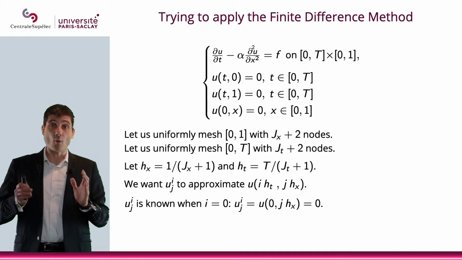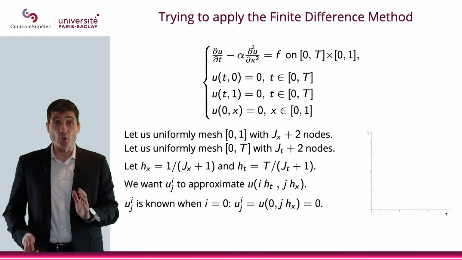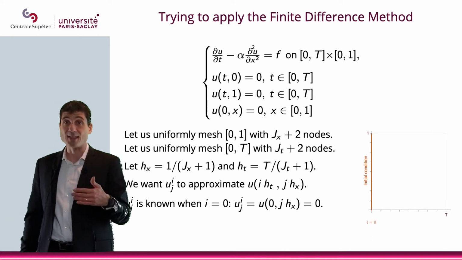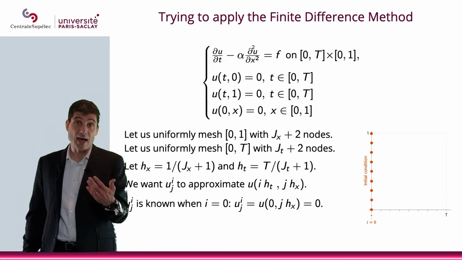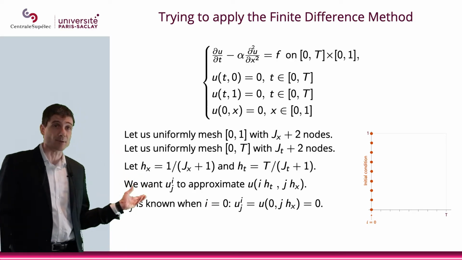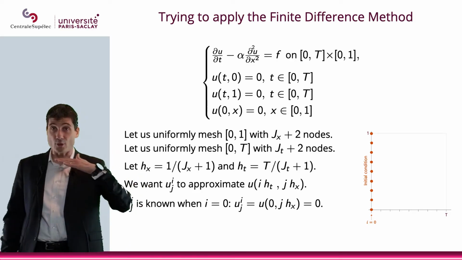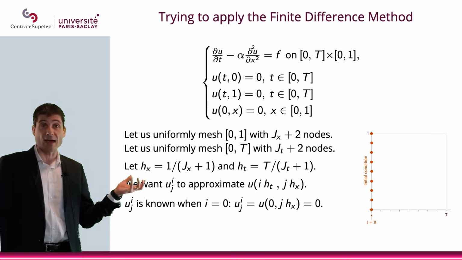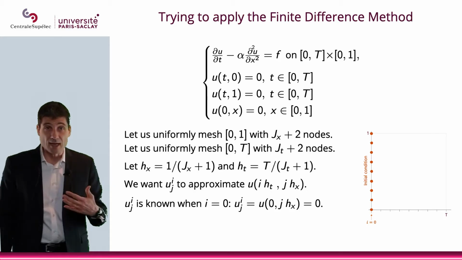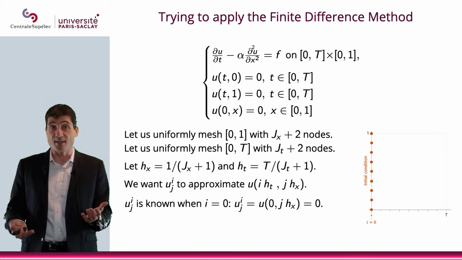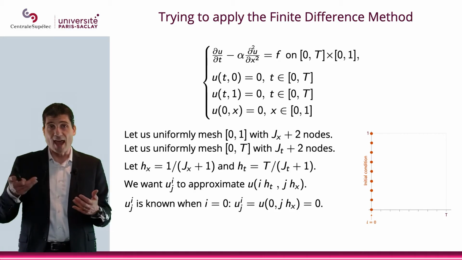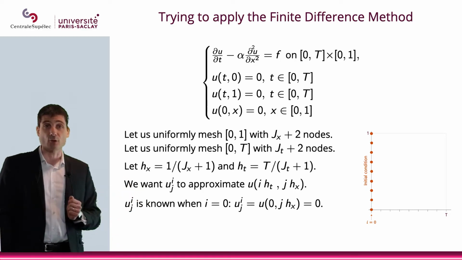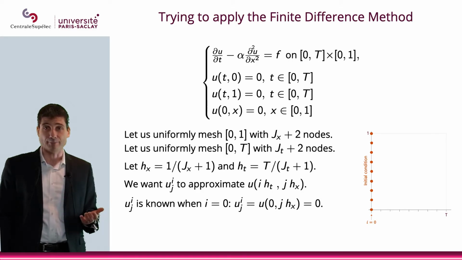All right, so we already know u_j^i when i is equal to 0, right? Because that's the initial condition. And again, i means discretization of time. So when i is equal to 0, when you start, that is your initial condition, and you know that u(0,x) is equal to 0. So what I'm saying is u(0,x) equals 0, therefore u(0, j hx) is equal to 0. Therefore, u_j^i will be equal to 0 when i is equal to 0.